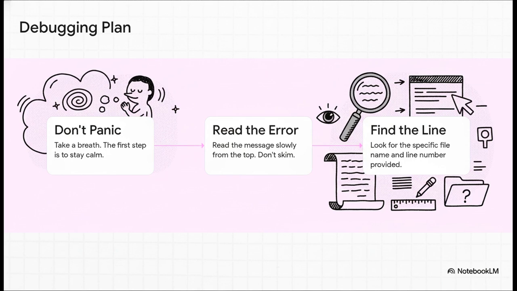This is it. This is your entire plan in three simple steps. First, just stop. Seriously, take a deep breath. Panic is the absolute enemy of good debugging. Second, read the error. And I mean really read it. Start at the top, go word for word. Don't skim it. And third, hunt for the treasure. Terraform almost always tells you the exact file name and the exact line number where it found the problem.